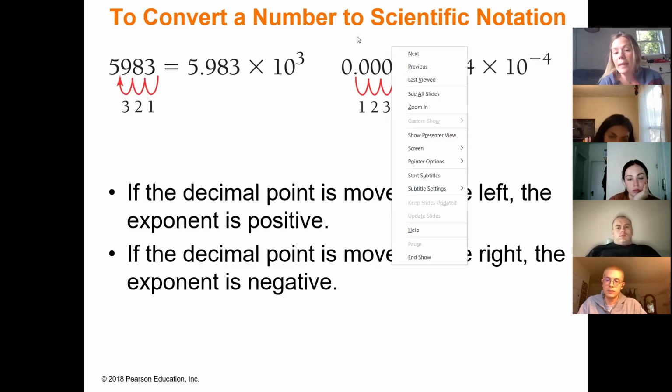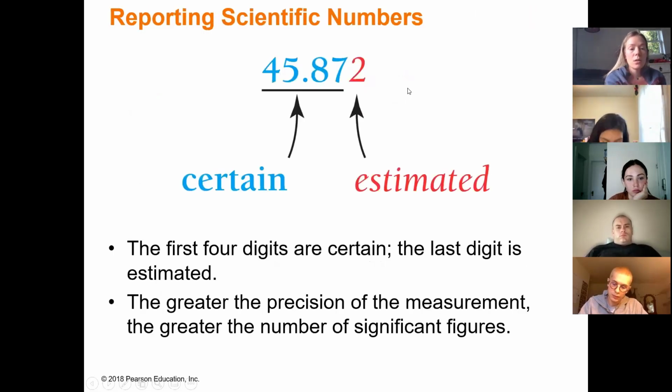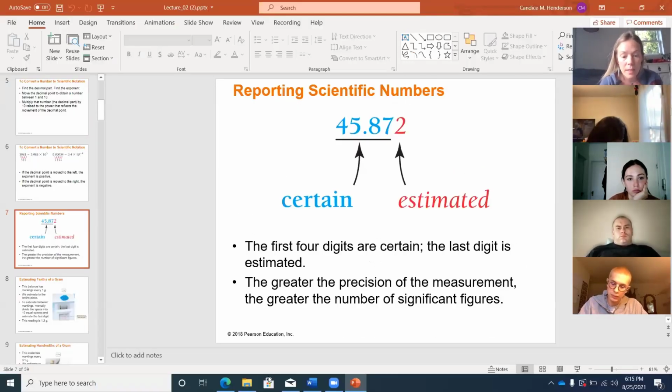So start getting in the habit of looking at something like this and realizing, oh, that's a large number, and looking at something like this and saying, oh, that's a decimal or that's a small number. So let's do a couple of these.